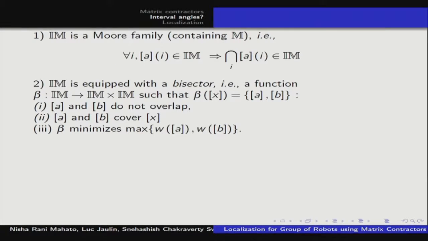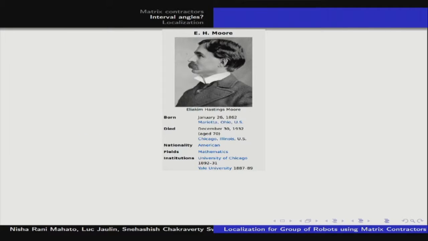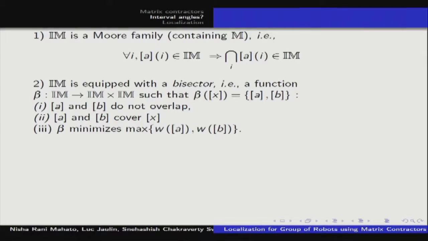So what do we need to generalize these boxes? First, we need to have what we call a Moore family. So what is a Moore family? Boxes correspond to a Moore family because when I take boxes and intersect two boxes, I still obtain a box. Even if the number of boxes is infinite, if I intersect them, I always obtain a box. So when I say a Moore family, it's not our Moore, the father of interval analysis. It is this Moore, which defines this kind of Moore family.